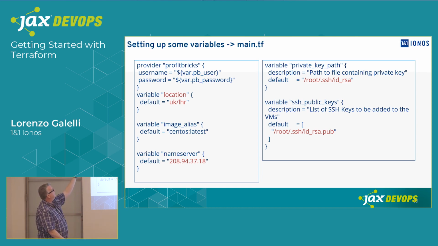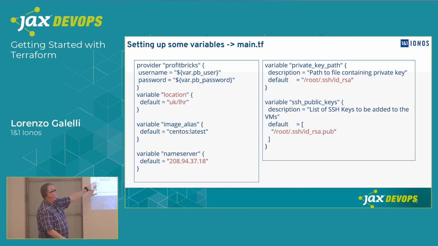And now I'm specifying my location in relation to where this infrastructure is going to be built out. So it's going to be in the UK, in the London Heathrow data center. I'm going to use image alias for the default value for the CentOS latest. So I'll use that as I build out my system, which will use the latest version of CentOS based on the image library inside the IONOS Enterprise Cloud.